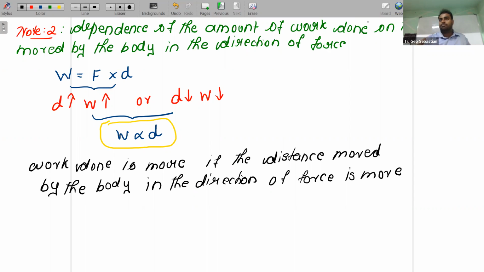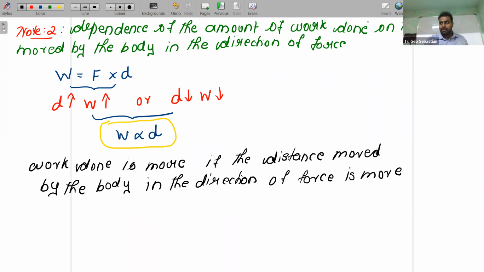To carry the bucket full of water to the first floor is easy. To carry a bucket full of water to the second floor is difficult. In these two conditions, in which condition does he do more work? When he carries the bucket to the second floor. Why? Because when the distance increased, the work done also increased. Understood? So from this equation we understood work done is equal to force into distance.